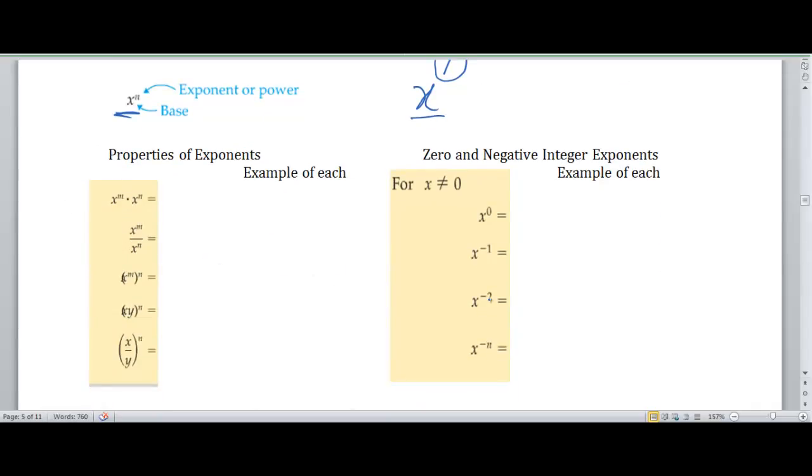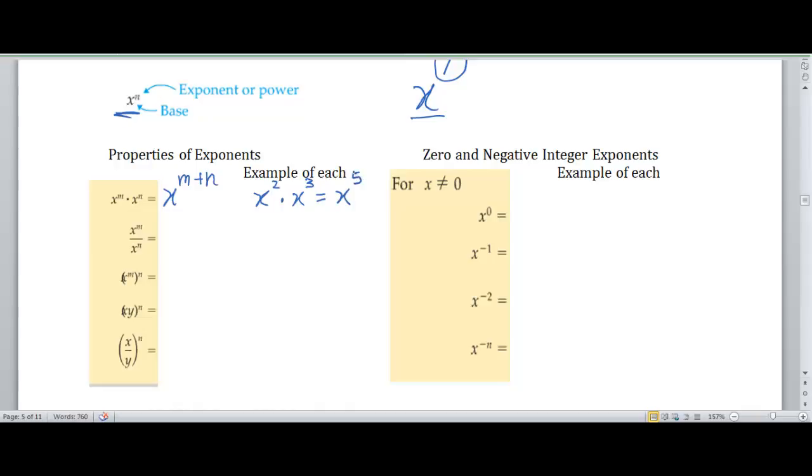Okay, if you're multiplying exponents, then what you want to do is add the exponent part. So x to the m times x to the n is x to the m plus n. Okay, let me give you an example of that. So if you look at x to the 2nd times x to the 3rd, you add the 2 and the 3, and you get x to the 2 plus 3, which is x to the 5th.